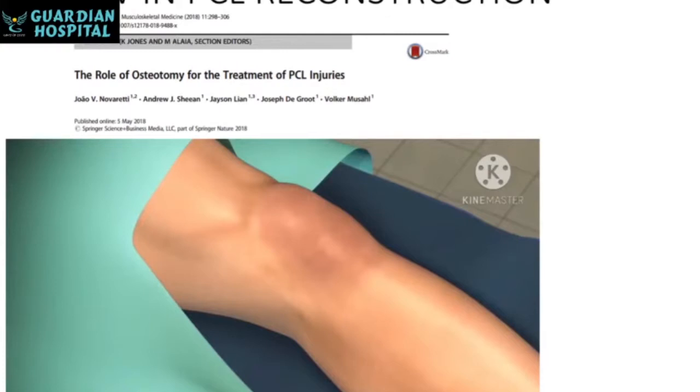So this is the anatomy of any synovial joint. The inner lining is the synovial membrane, and it produces synovial fluid which acts as a shock absorber and provides lubrication to the joints. So synovectomy is a procedure done to relieve pain from an inflamed joint.